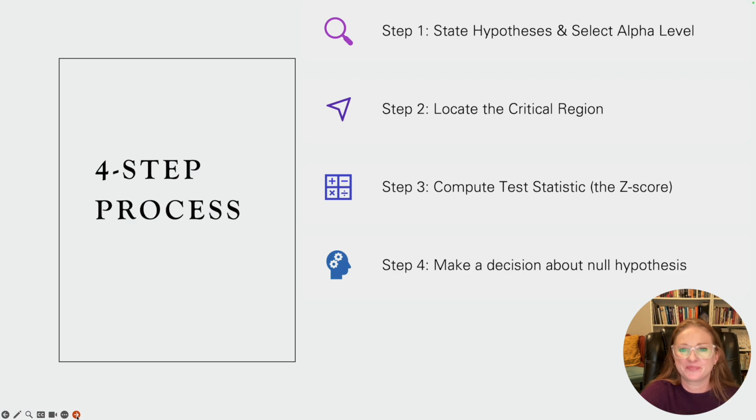Okay, this is the four-step process again. Number 1, state the hypothesis pair, and then select your alpha level. Number 2, locate the critical region. Number 3, run the numbers. Number 4, make a decision. Okay.